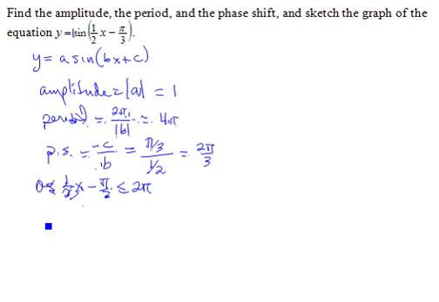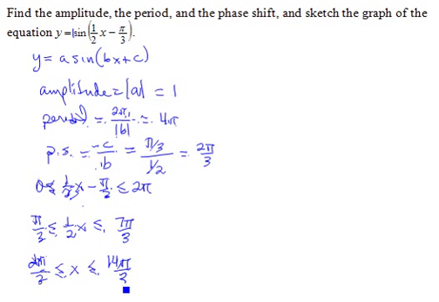So we'll add pi over 3 to all sides. And 2 pi plus pi over 3, well, 2 pi is 6 pi over 3, and another one gives me 7 pi over 3 altogether. Multiply everything by 2, and we have 2 pi over 3 is less than or equal to x, which is less than or equal to 14 pi over 3. Notice that the distance from 2 pi over 3 to 14 pi over 3 is 12 pi over 3. That's precisely the 4 pi that we had for the period.